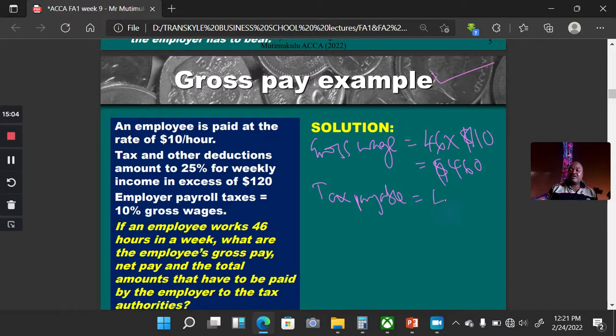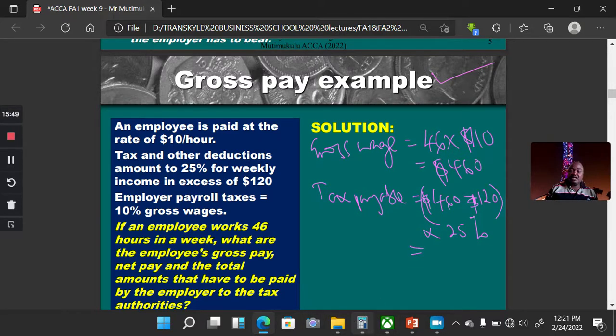Should be $460 minus $120, because we are saying that this is the minimum non-taxable amount. If he earns $120 or less, then he's not going to be taxed. But if he earns anything above $120, he's going to pay tax to the tax authorities. So 460 minus 120 in brackets, multiplied by 25%. This gives us how much?